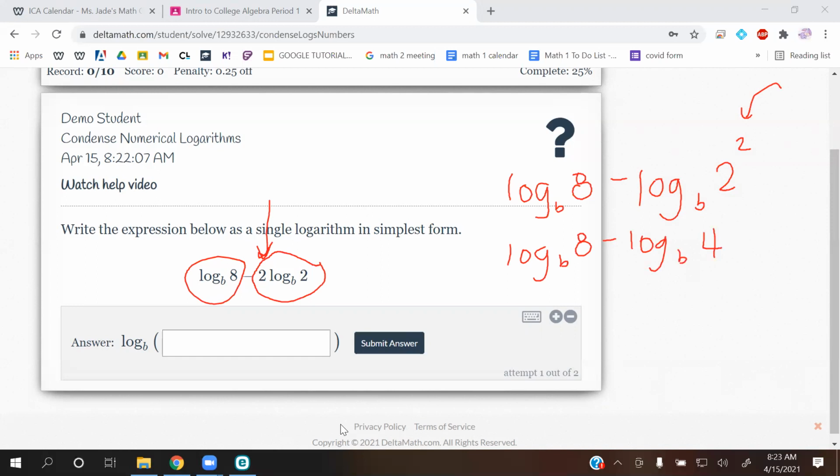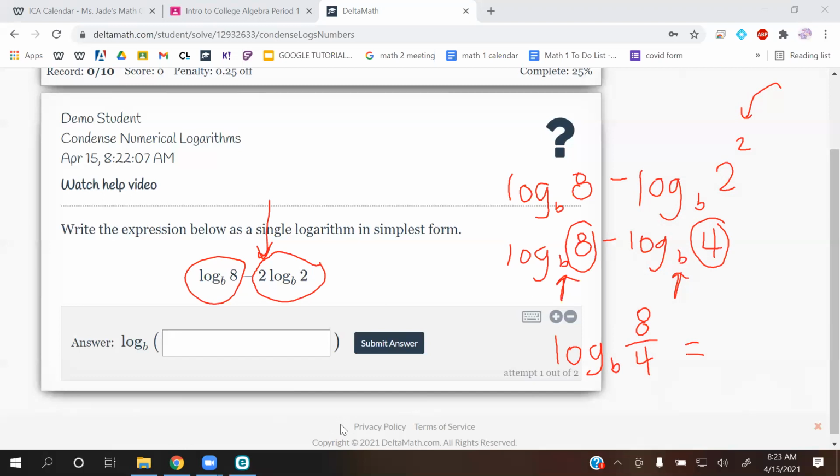Okay, so now that we've done that step, remember that these are 2 logs that are being subtracted, and double check, they have the same base. So since they have the same base and they're being subtracted, what we can do with the values is divide them. So we're going to do 8 divided by 4. So let me write that out. Log base b, so you keep the same base, of 8 divided by 4. The first one is the numerator, the second one is the denominator.